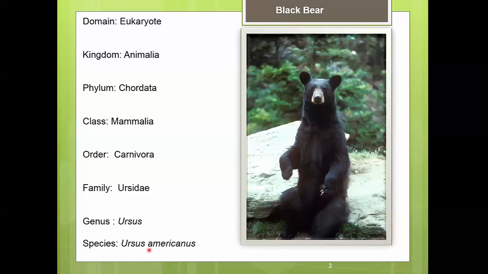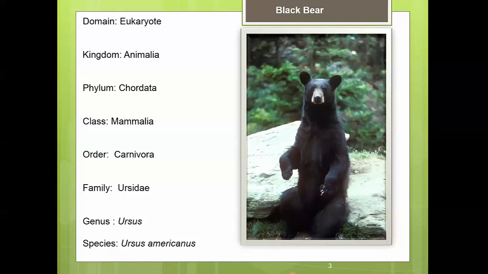So when you're writing a scientific name, the genus is always capitalized, the specific epithet, which is this second part, is lowercase, and the whole thing is italicized. Okay? So genus Ursus, the species is Ursus americanus.